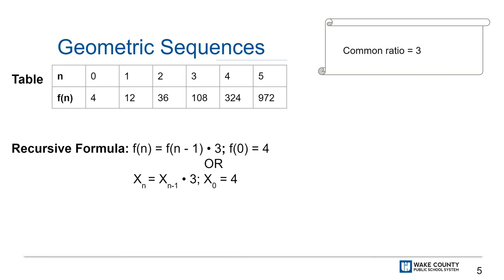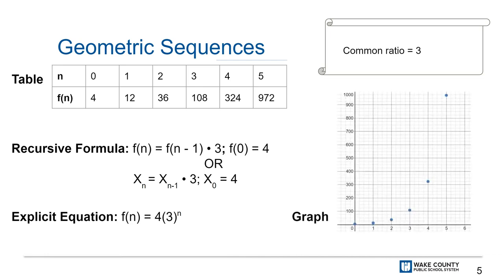An explicit equation for this geometric sequence would look like f(n) = 4 times 3 to the n power, and a graph of this sequence would look like what you see here in the lower right of your screen.